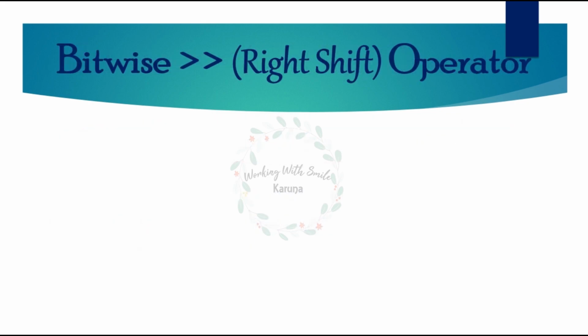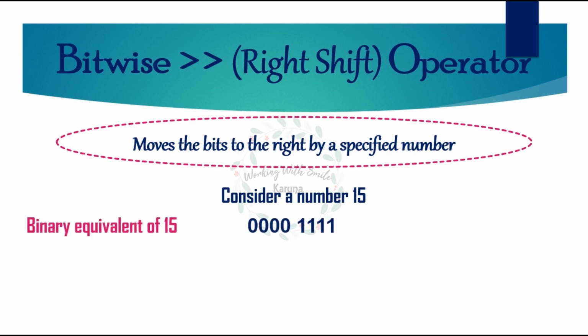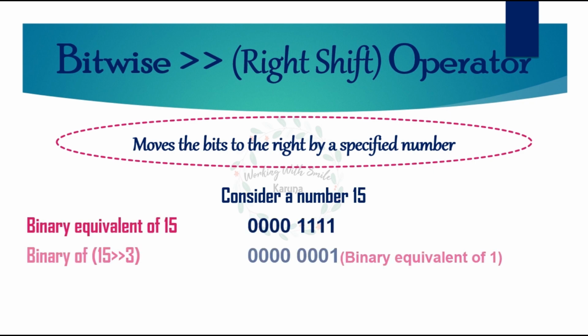Similarly, we have a bitwise right shift operator also. It moves the bits of the number to the right by a given number. Consider an example of 15. This is the binary equivalent of 15. If I want to move the number 15 towards the right 3 bits, then you can see all the ones which were present on the right hand side have been shifted, and the last binary digit which has been brought to the right hand side of the number is left, making all the other digits towards the left of the number 0, which results into a binary equivalent of decimal digit 1.